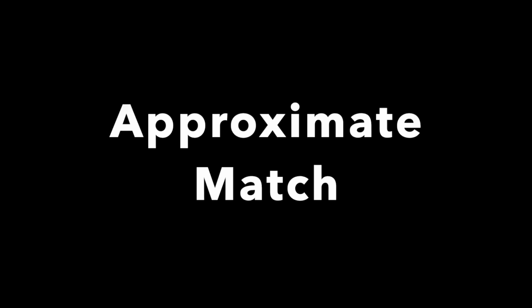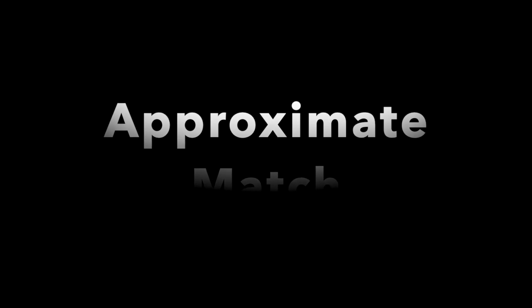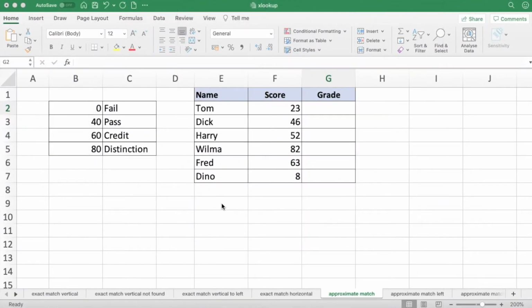So far, all our lookups have been exact matches. Now, we're going to look at the other type of lookup, the approximate match. This is the one you need when you don't actually have any exact matches. In this worksheet, we have our students listed in column E. Yes, it's the usual suspects. I've had them take a test and listed their scores, out of 100, in column F. We need to fill in column G with their grade.